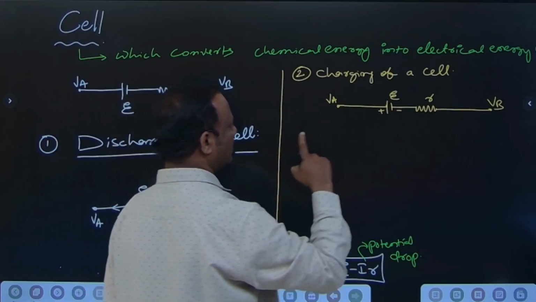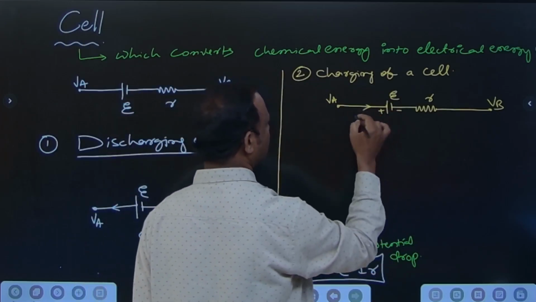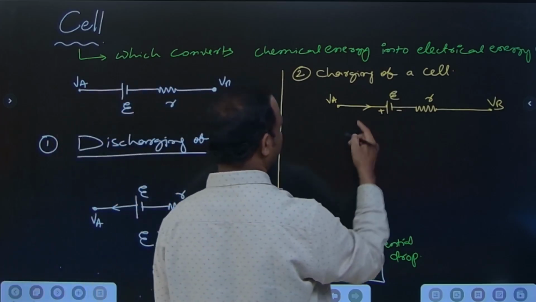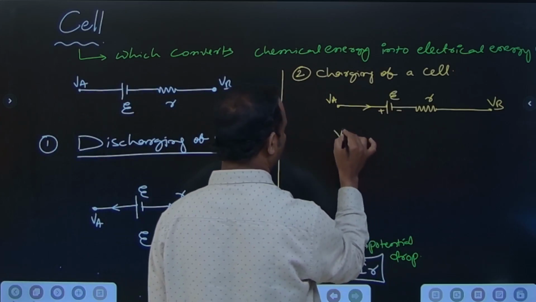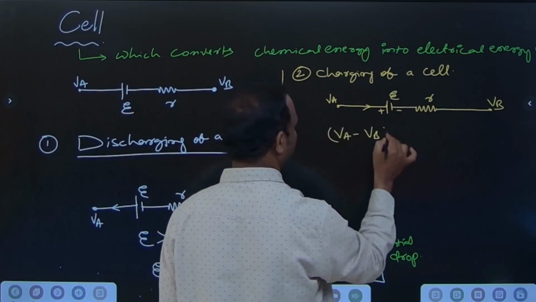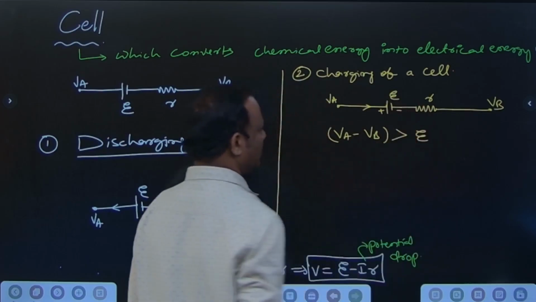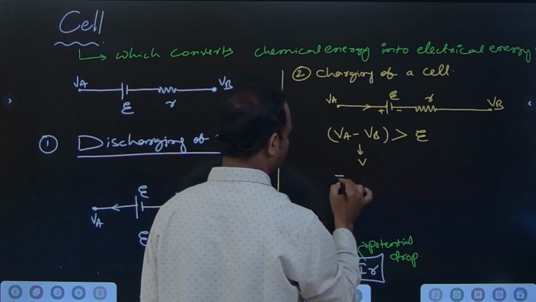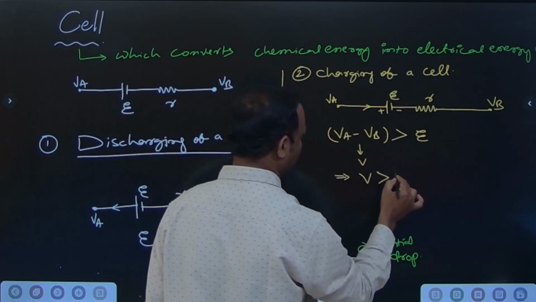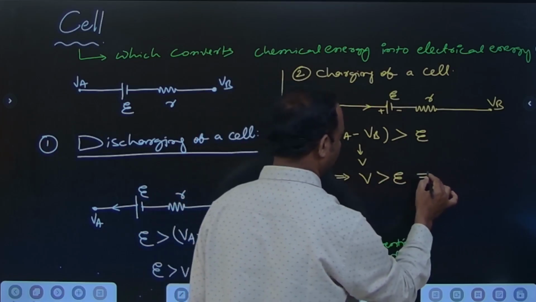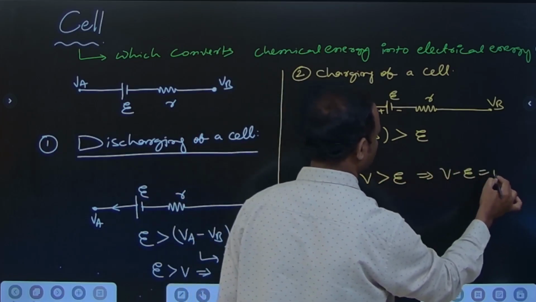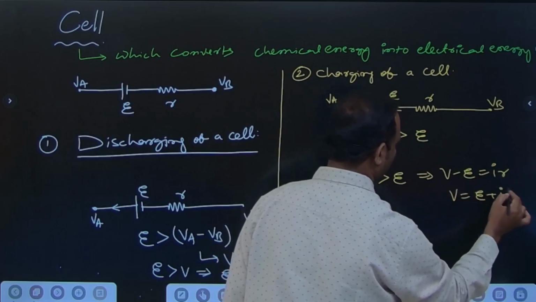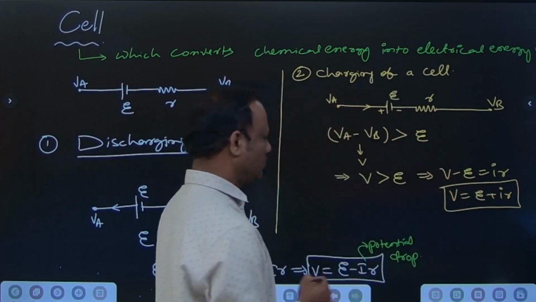Charging means we are giving current, so the current is directed towards the cell. Current directed towards the cell means the potential difference between the terminals, VA minus VB, which is V, is greater than its EMF. So V minus E is equal to IR, so V is equal to E plus IR.